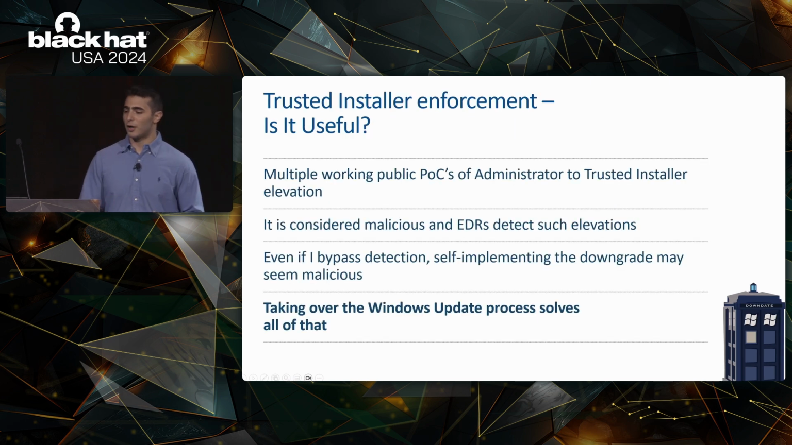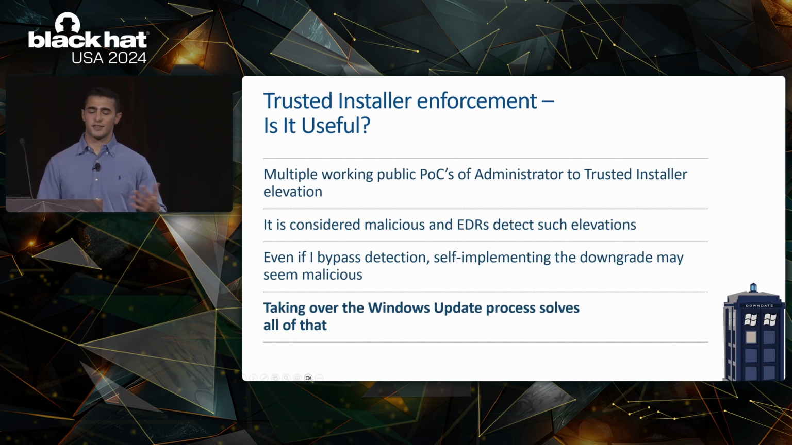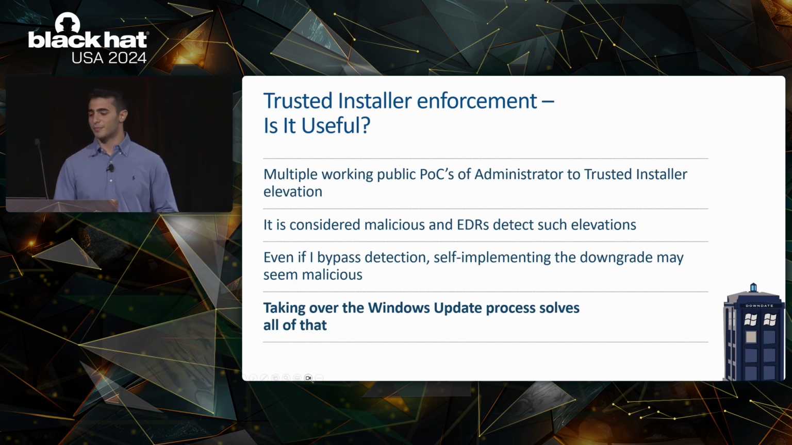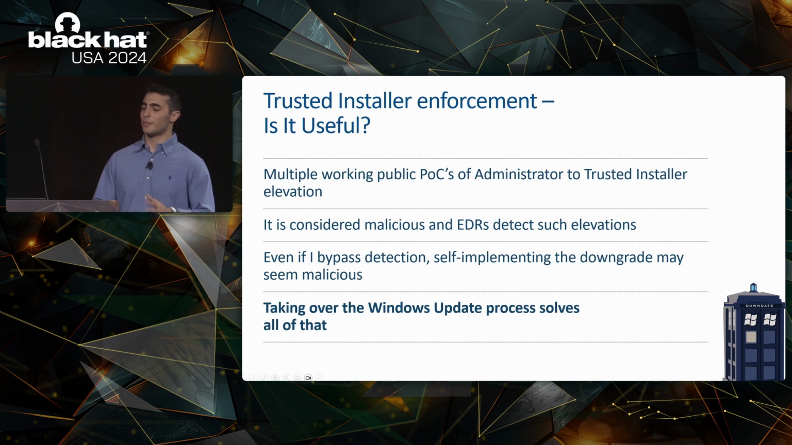And this is where I found the first design problem in Windows Updates. Administrator to trusted installer is not considered a security boundary, and there are multiple working public proofs of concept of such elevation. So the Windows Update team attempted to secure the update process by enforcing trusted installer. However, since updates are only accessible to administrators, trusted installer is rendered completely ineffective.